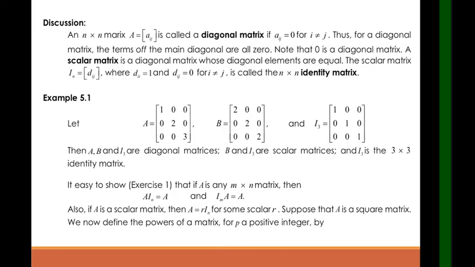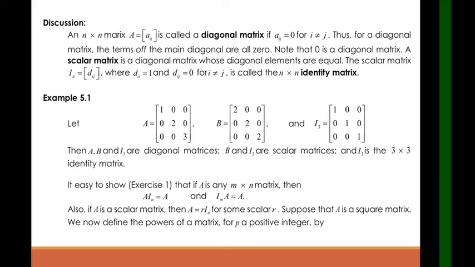Discussion: an n by n matrix A equals the square bracket of a sub ij is called a diagonal matrix if and only if a sub ij is equal to 0 for i is not equal to j. Thus, for a diagonal matrix, the terms off the main diagonal are all 0. Note that 0 is a diagonal matrix.